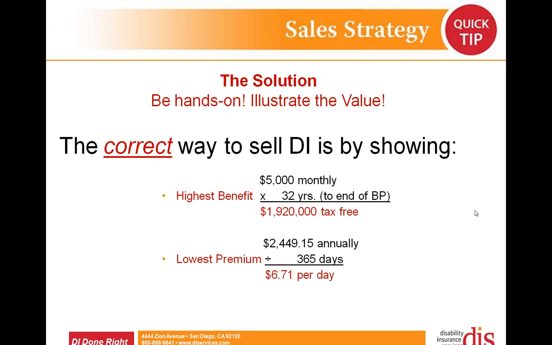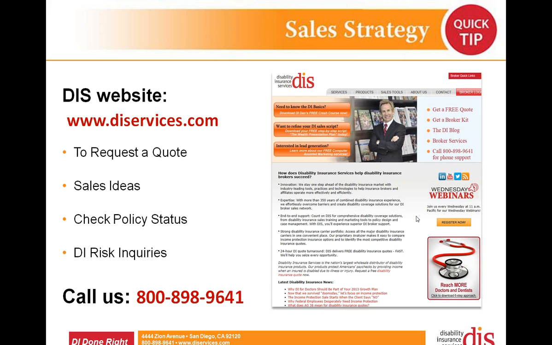Most people are going to pay it monthly. So to summarize, you want to show the highest value, which in this person's case is $1.9 million, against the daily cost. Relying on the insurance carrier to do that for you is a real mistake because they simply don't do it. They're going to show the lowest benefit amount against the highest cost. And that is really today's presentation. It's a simple idea that I think will help you make more sales.